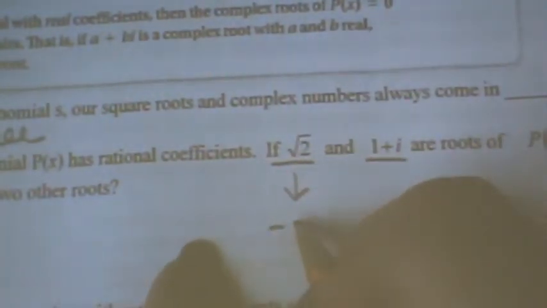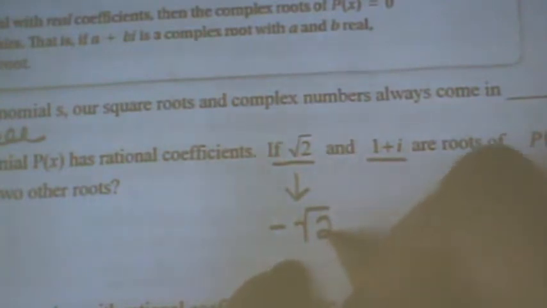That means there's 4 answers. And if I only tell you root 2 is an answer and 1 plus i is an answer, do you know the other 2 answers? Remember, it's quartic, so there has to be 4 answers. Tell me what other answer will occur. Minus root 2, because they come in pairs.